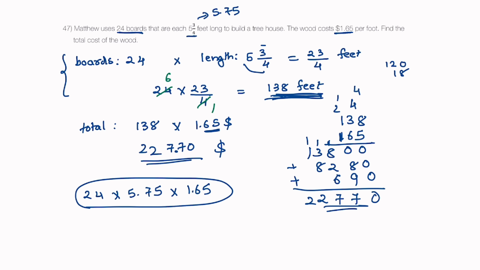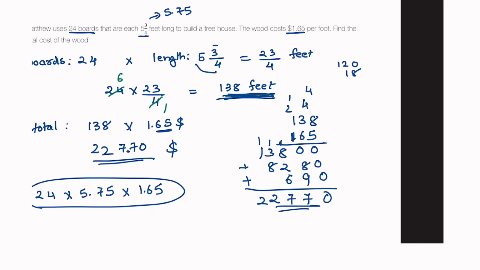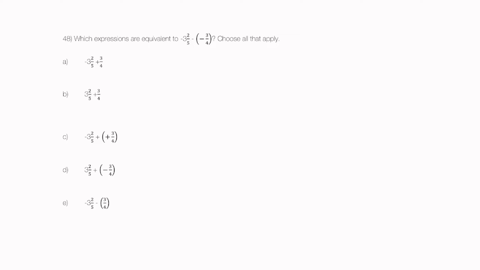So either way you go, you're going to get the answer, but always listen to the numbers. What are they telling you? They're telling you to solve them in a particular way. What does this question say now? Which expressions are equivalent to minus 2 over 5 minus 3 over 4?